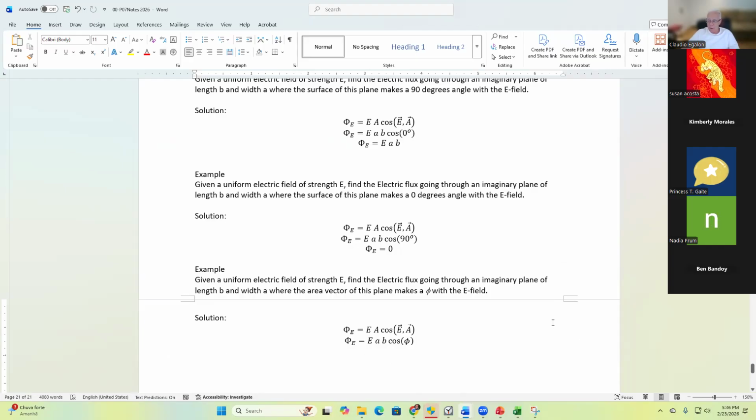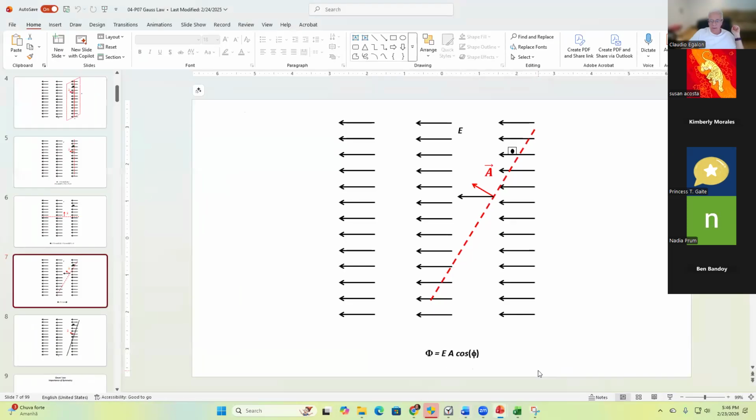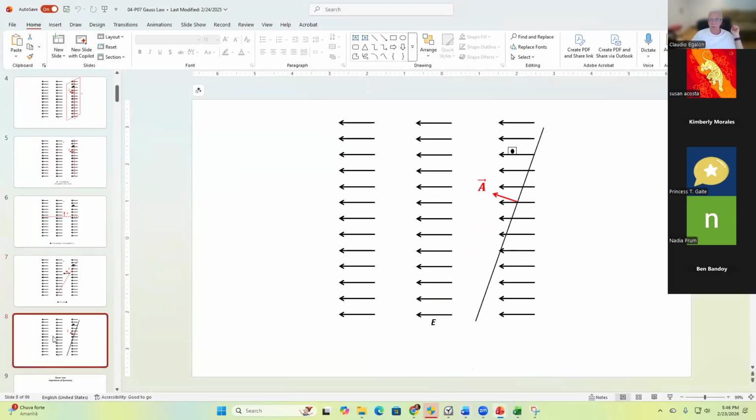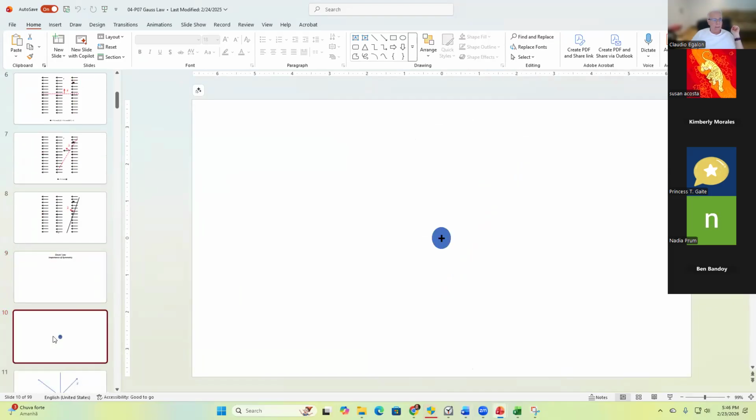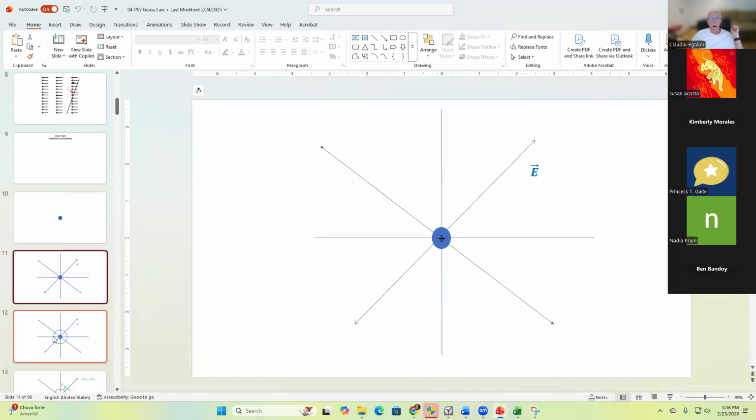4 more minutes to go, right? Let's see what I can keep on covering here. Let's try another different example, not a uniform electric field, right? But let's see, here you go. Let's try this example right in here.